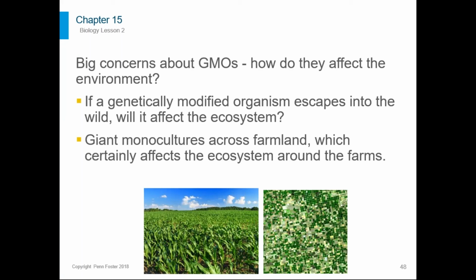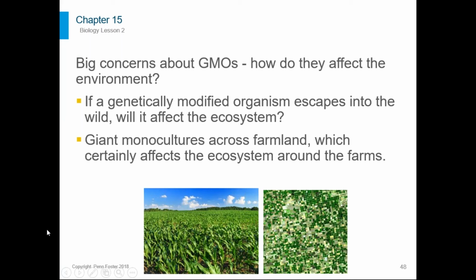Also, because these are used so much, almost all of the corn and all of the soybeans and all of the cotton in the United States is genetically modified, it's created these giant monocultures across farmland where there's just miles and miles and miles with nothing planted except this one variety of corn or this one variety of cotton or soybeans. And this definitely affects the ecosystem around the farms. This on the right is a satellite image of somewhere in the Midwest. I think it's Kansas. And each of those green dots is a field that's planted with corn. So each one is going to be exactly the same. So we're definitely screwing up the ecosystem.